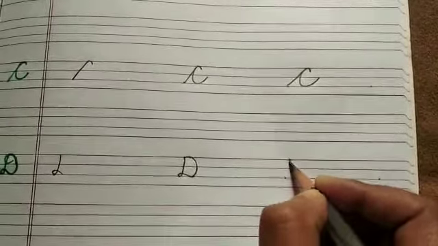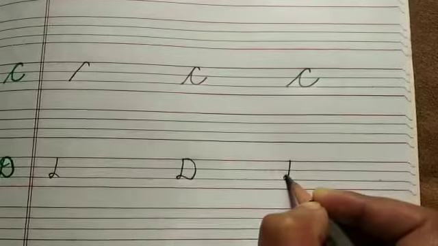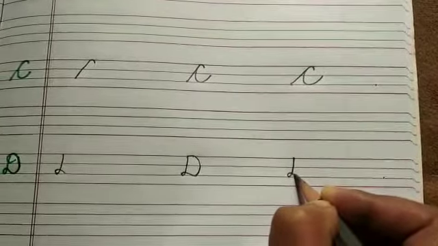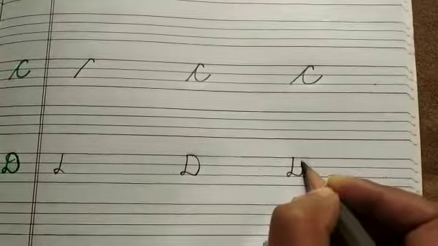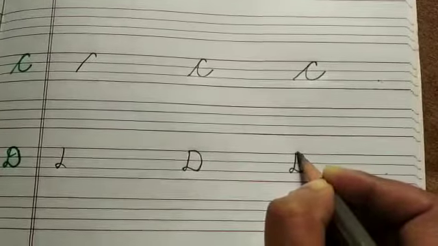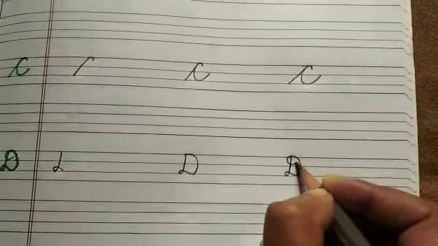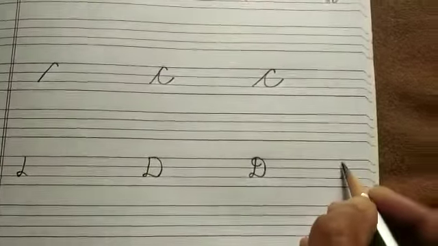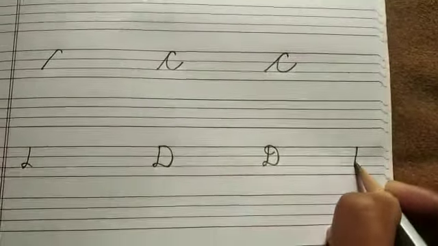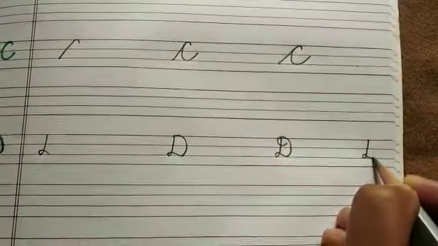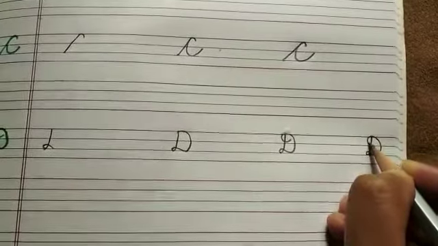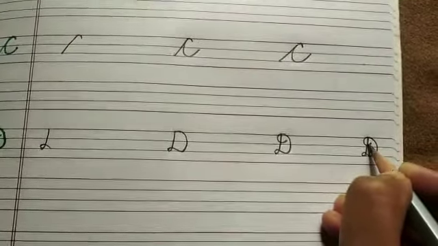Standing line, take a turn, form a reverse semicircle and then curl it around the standing line. Now in one go: standing line, take a turn, reverse semicircle and curl it around the standing line.